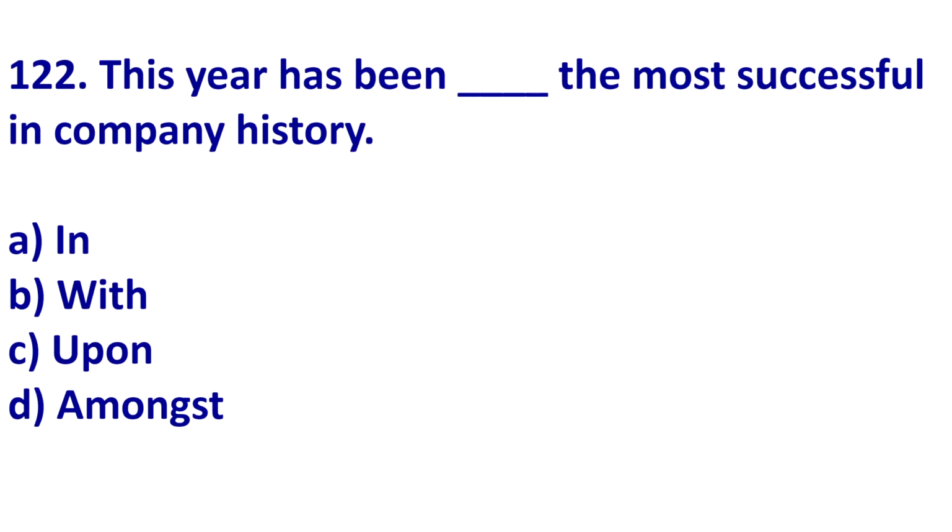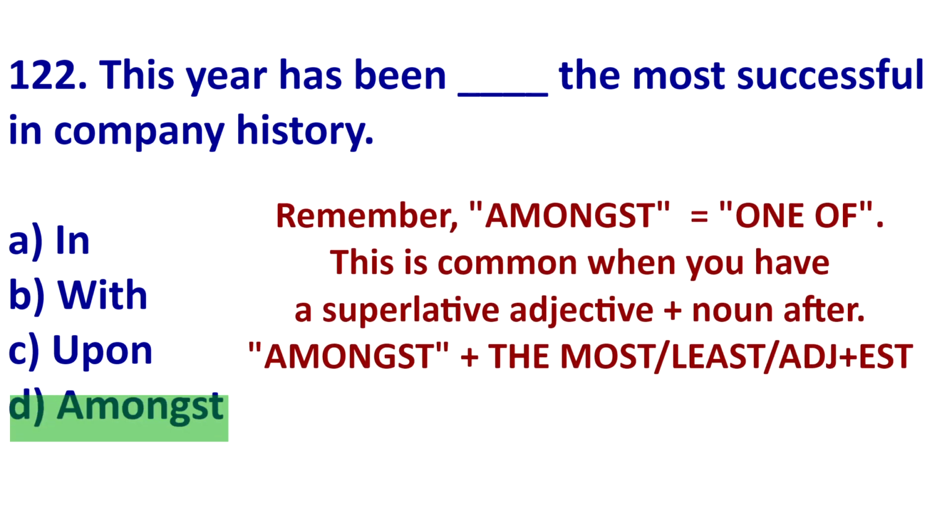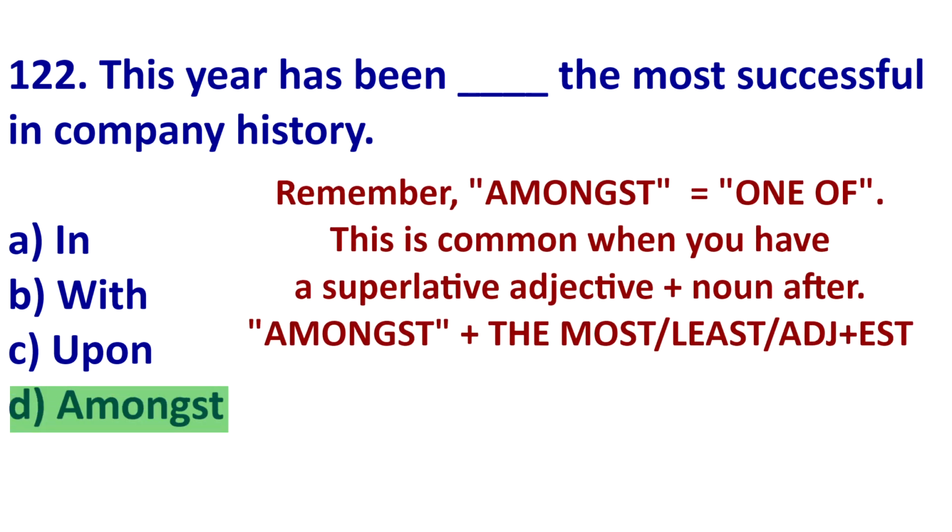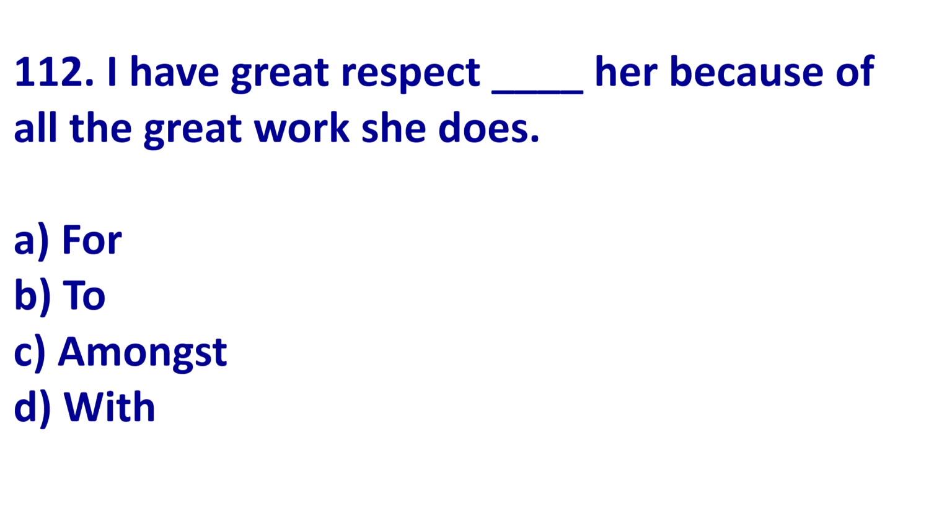All right, let's look at some TOEIC examples. What about number 1? Well, number 1 would be amongst. This year has been amongst the most successful in company history. So this year has been amongst the most successful years. One of. Let's look at 2.